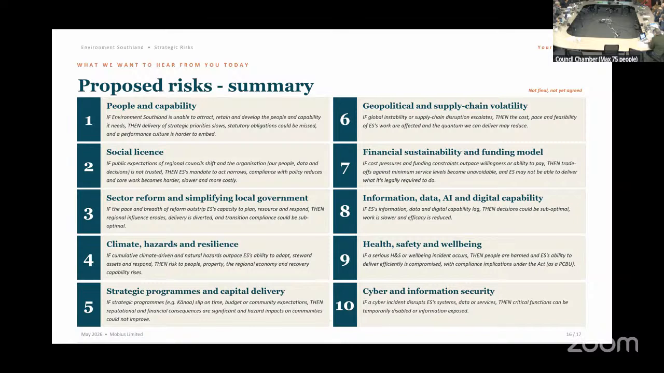Yeah. Maybe the question originally is where does our ability to collaborate with our neighbouring councils sit in this? Because I see that as being quite decisive to a successful outcome for Southland in the future. I'm not sure where it may be captured up there. Is it people and capability risk? Is it a sector reform risk, social licence risk? But our ability to talk and collaborate and align on things like climate change and a bunch of other things. If we can take it away and look at those sort of things.